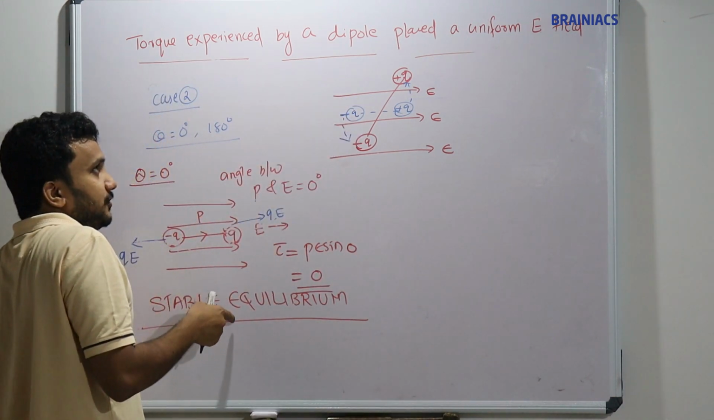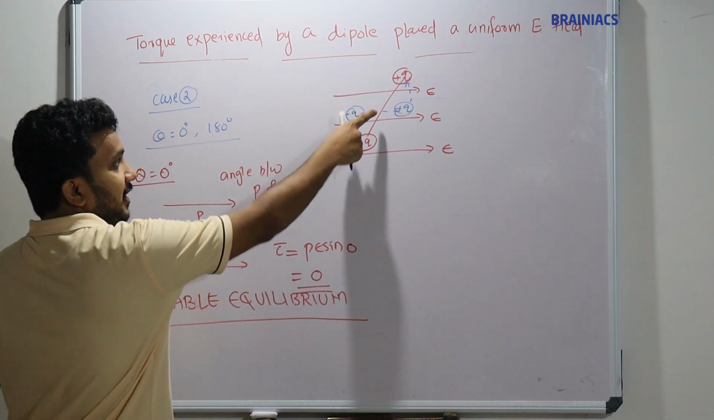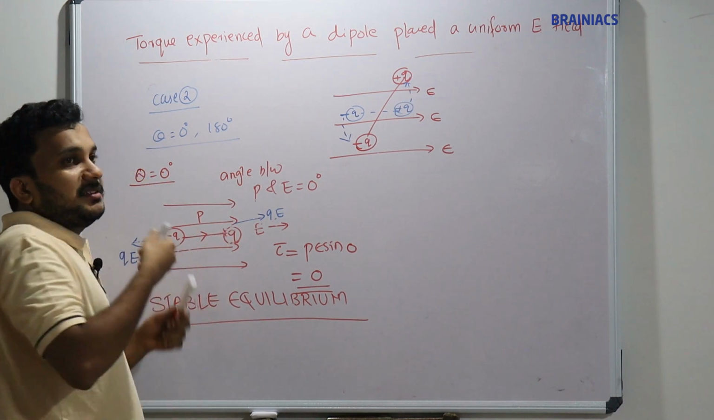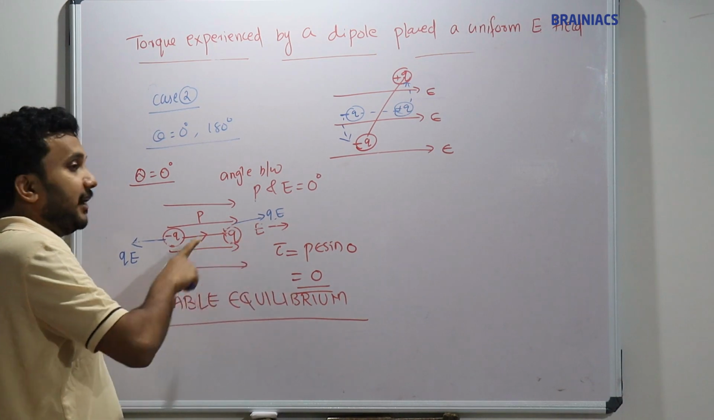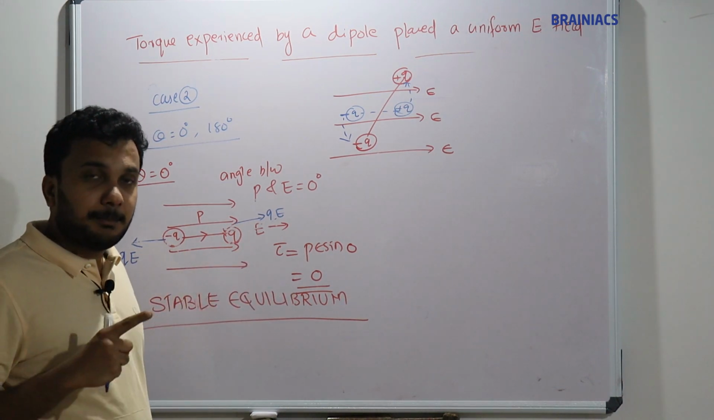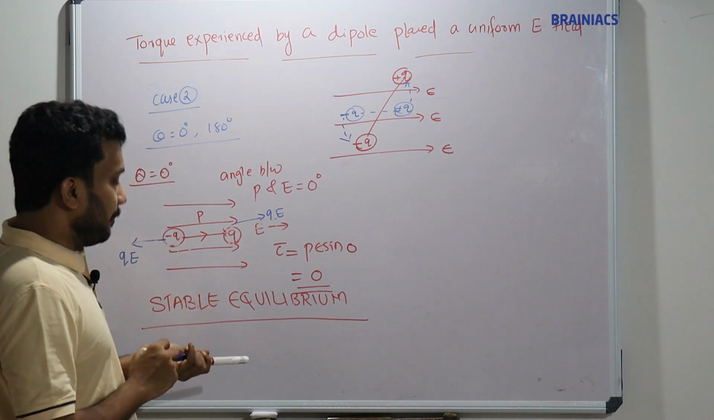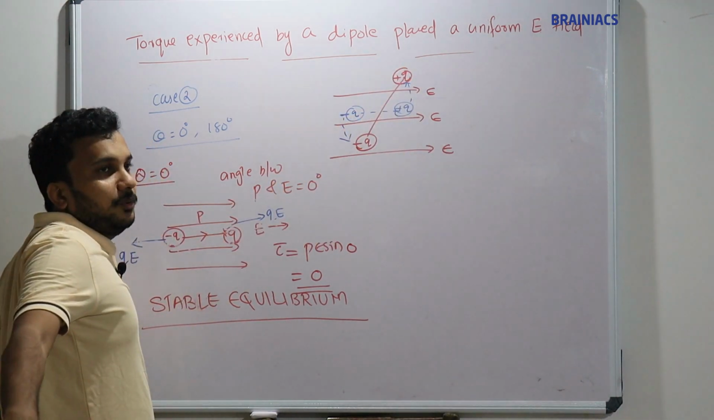So what is the definition of stable equilibrium? If you give any disturbance, yes, here I have given a disturbance, then once the disturbance is removed, once I remove my forces, what will happen? It will come back to the original position. After I keep it like this and remove my hand or the force, what will happen?